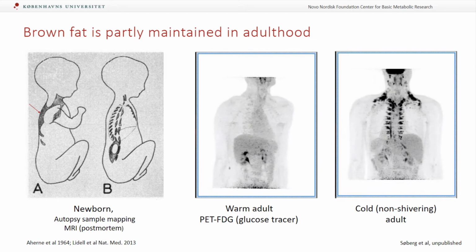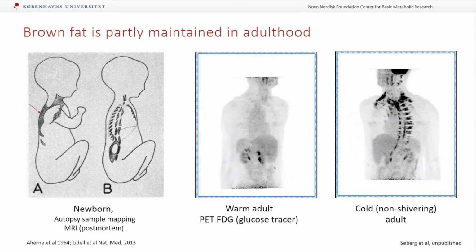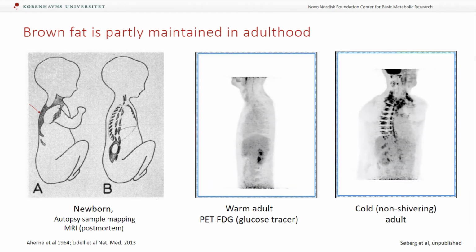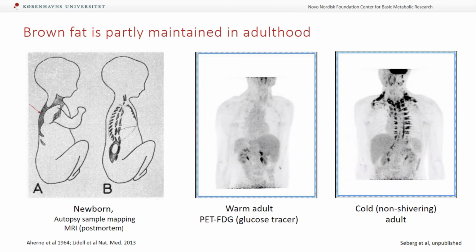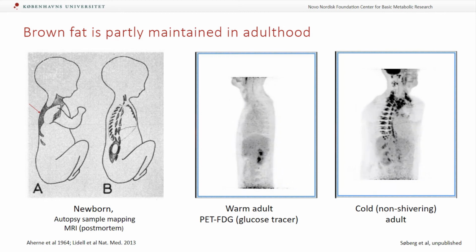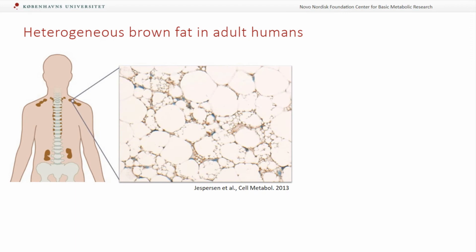And here you can see a picture of how that looks. If you compare this picture to the right with a picture from the newborn, you can recognize the depots that are more deep in the body, while you see that the interscapular brown fat is not there anymore. But we still have some around in the neck area. There is a variation between individuals on how much brown fat we have, and in some of us, we can't even detect it.